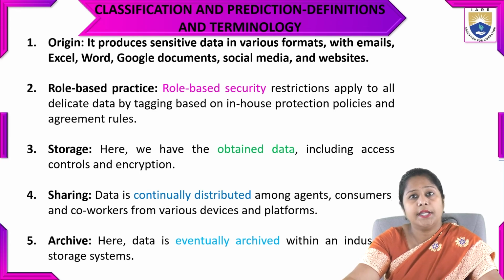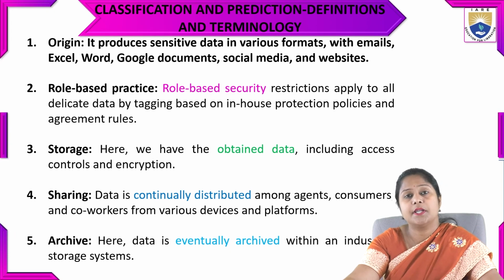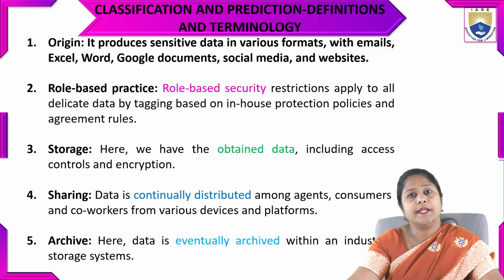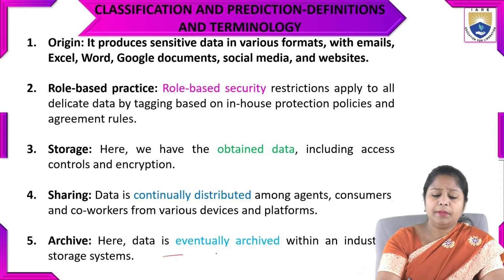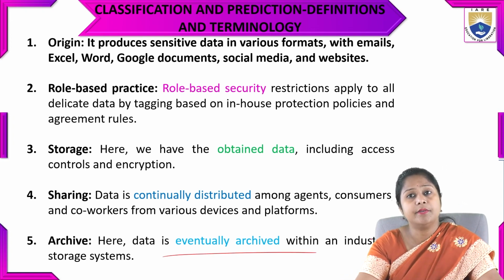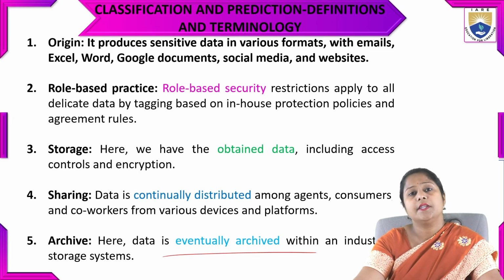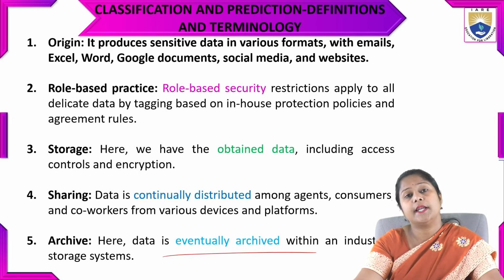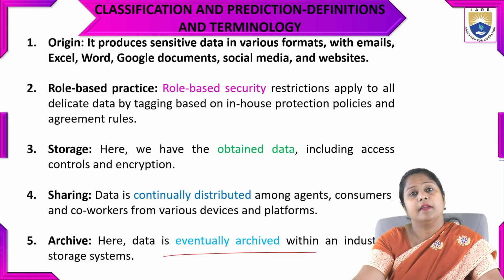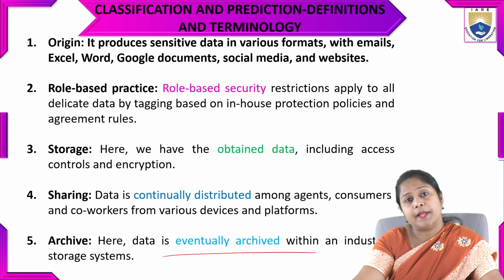Third, storage. Here we have the obtained data, what the actual data is, including access control, and we have to apply encryption to it. Sharing: data will be continually distributed among agents, consumers, co-workers from various devices and platforms. That comes in the sharing part. Archive: the data will eventually be archived within an industry's storage system. If that particular data is not current, it will be archived at that point of time.